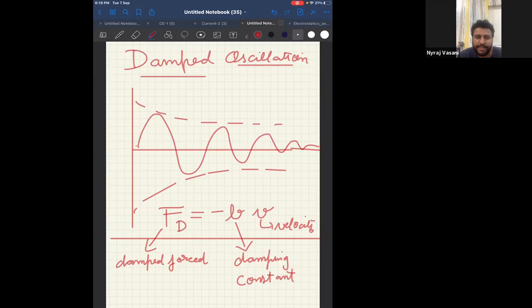Can you tell me why it has a negative sign? Can I say because amplitude keeps decreasing, therefore it has a minus sign? What does minus indicate? It keeps losing its value.